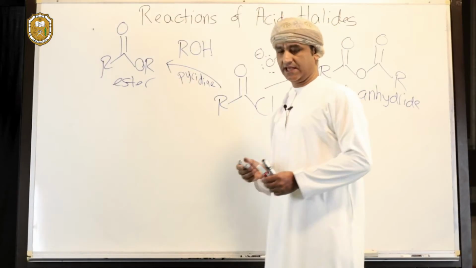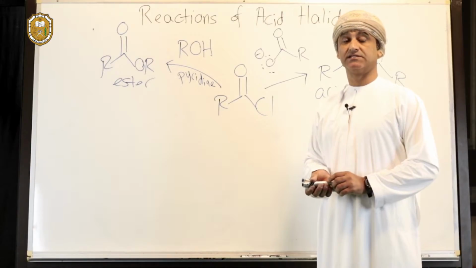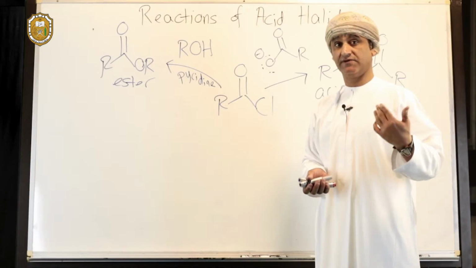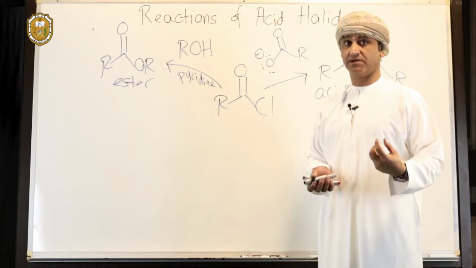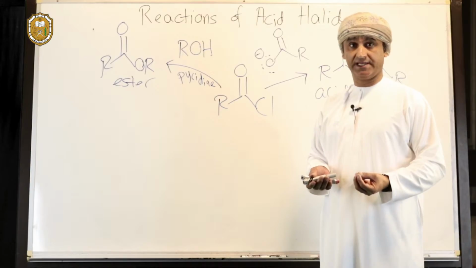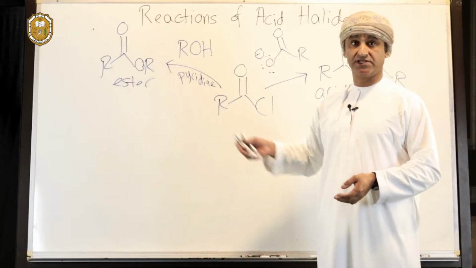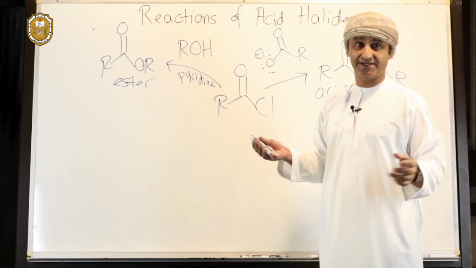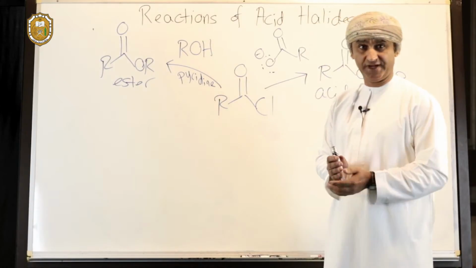Remember, esters can also be made by direct transformation of carboxylic acids into esters, using two methods: the Fischer esterification, as we have learned before, or treating the carboxylic acid initially with a base and subsequently reacting the carboxylate ion with an alkyl halide. So there are two methods for the esterification of carboxylic acids. This is another esterification reaction, of an acid chloride or an acid halide in general. So that's the second useful reaction of acid chlorides.